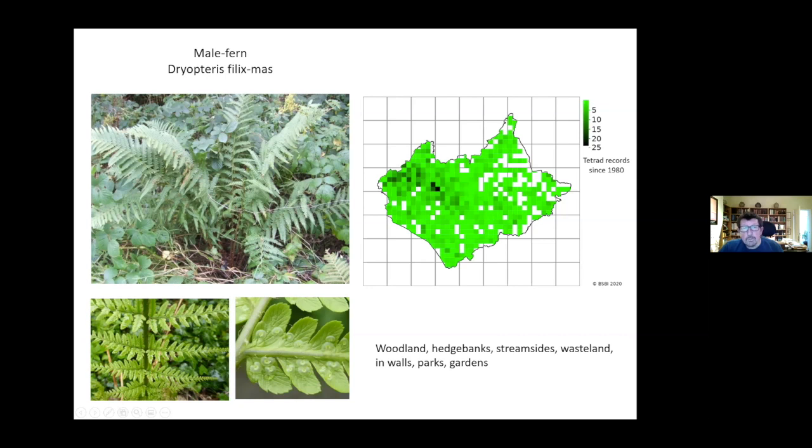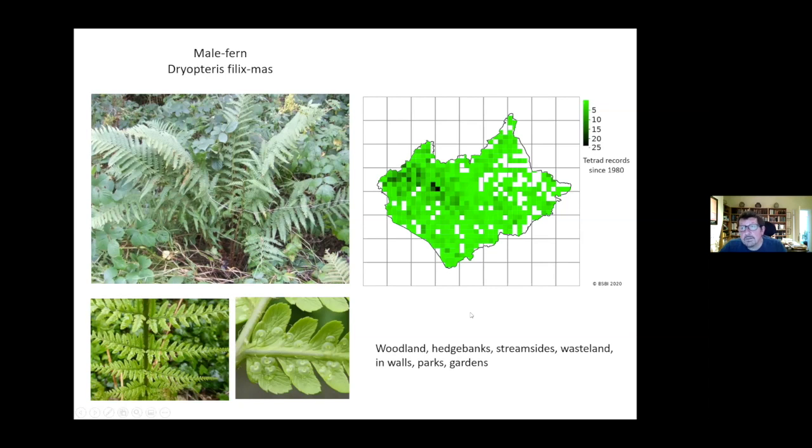You find it in woodland, hedge banks, stream side, wasteland. I found it growing on concrete in Stretton Airport. You find it on walls, parks, gardens. People plant it, it escapes. You find it all over the place. It's a generalist, and it's very good at exploiting all sorts of habitats. It's not fussy about whether it's wet or dry or calcareous or acidic or neutral. It can live wherever it likes. And it really is a very adaptable fern, and it's the commonest one.